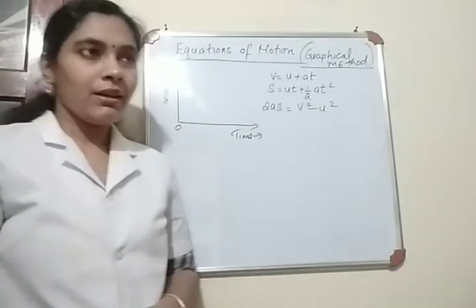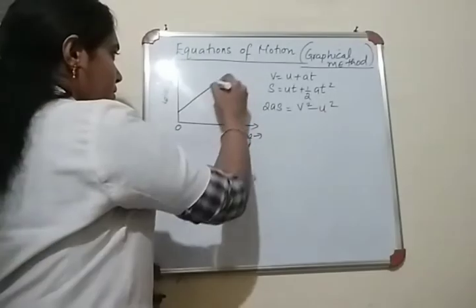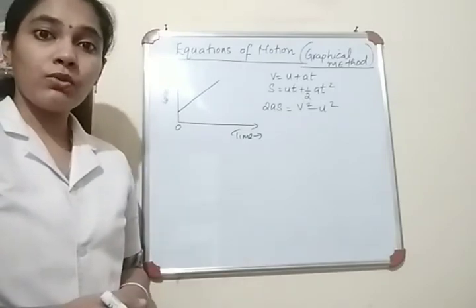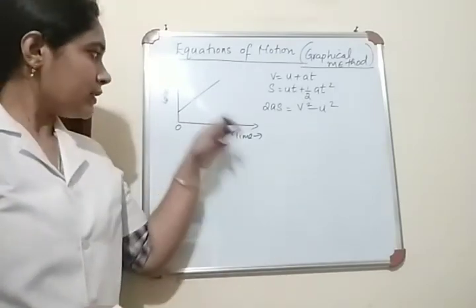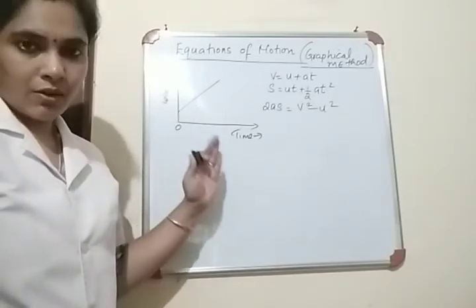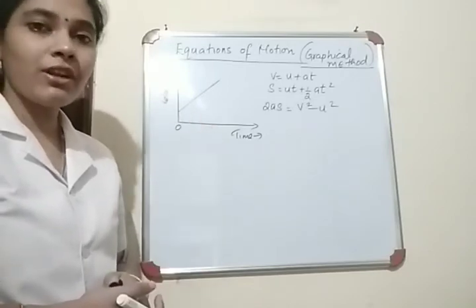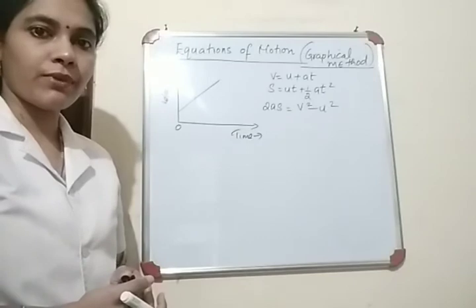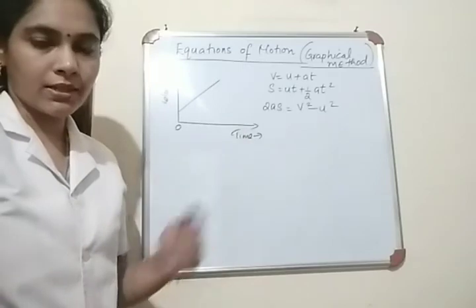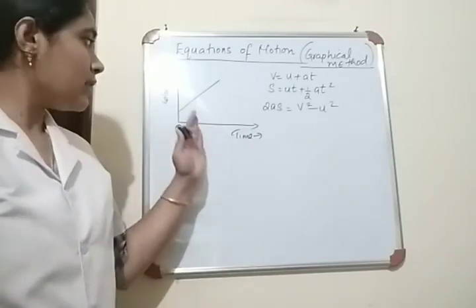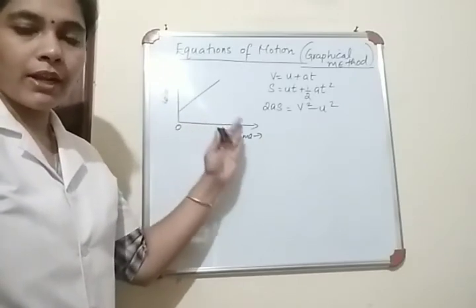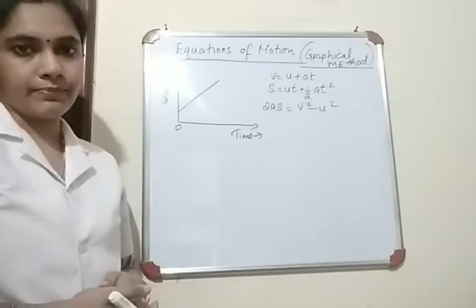But if we consider a graph like this, it is also a velocity time graph for an object moving with uniform acceleration. The difference is that this graph doesn't start from the origin. It means the object has got some initial velocity. That's why the graph is not starting from the origin. If the initial velocity is 0, that means the object is starting from rest, then we can consider the graph as starting from the origin. So this is also the velocity time graph for an object moving with uniform acceleration.